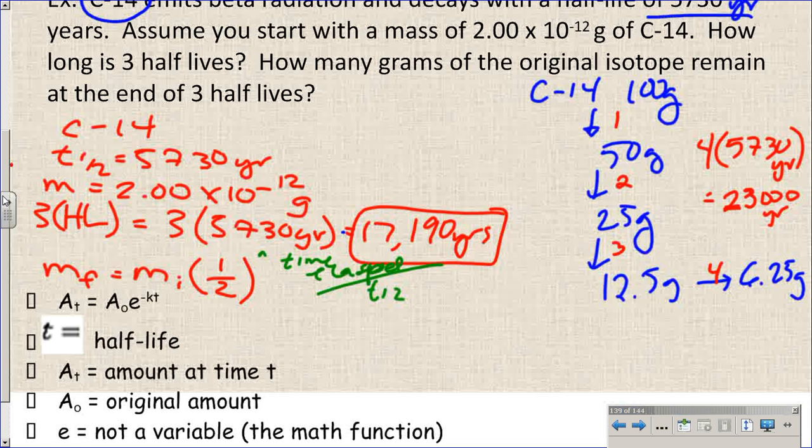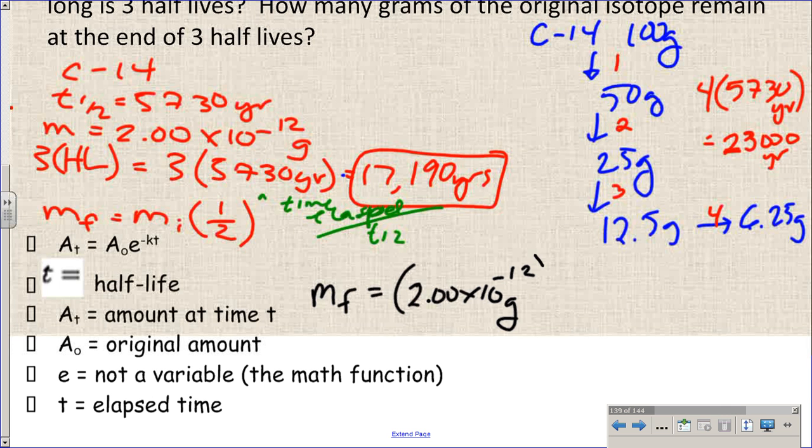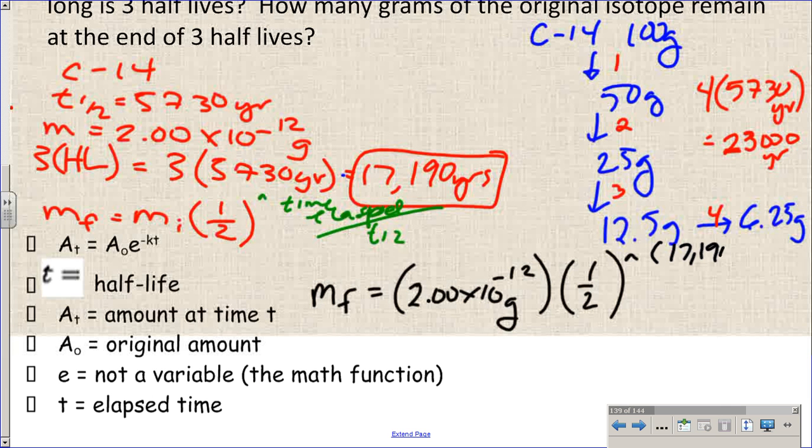Mass initial, we know, 1/2, that's just a constant, right? To this time difference here. So I'm going to write down all my knowledge, and we're going to calculate. So mass final is equal to mass initial, which was 2.00 times 10 to the negative 12 grams, times 1/2 to the power of how much? 17,190 years is the time that elapsed, the full time, divided by, I'm going to put this in parentheses for you, the half-life. Well, half-life is 5,730 years.